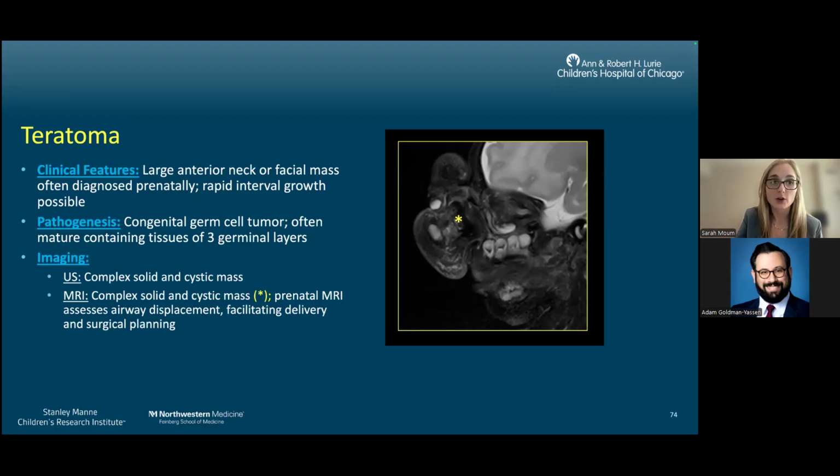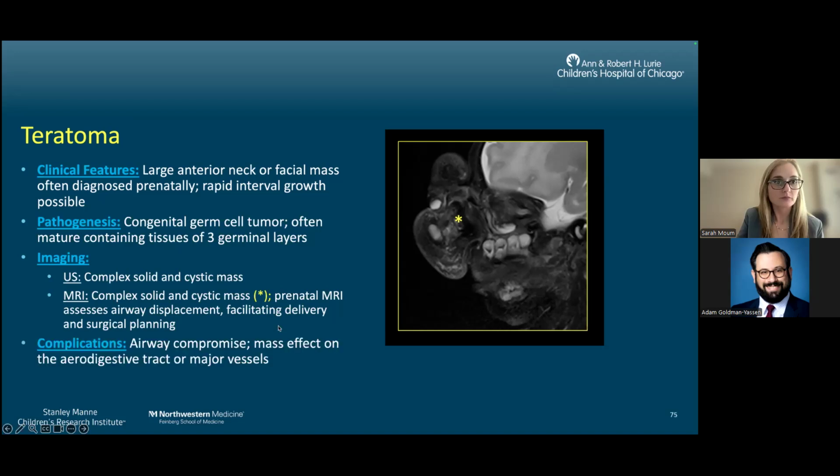By MRI, as shown at screen right, you get a better appreciation of that complex lesion. You see some cystic components as well as some soft tissue components associated with it. The prenatal MRI is also important to help assess for airway displacement, helping to facilitate delivery planning as well as surgical planning after birth. When large, airway compromise is always going to be a concern, as well as mass effect on major vessels and adjacent structures.